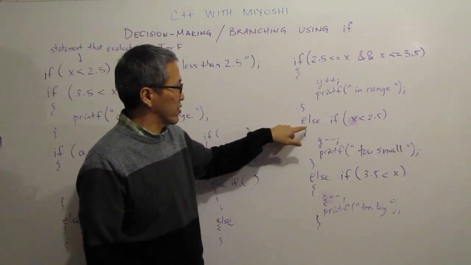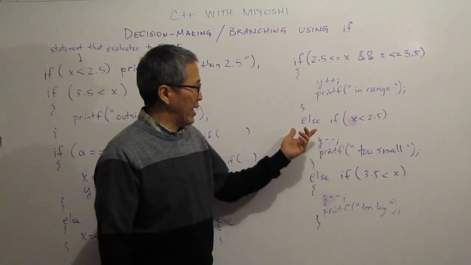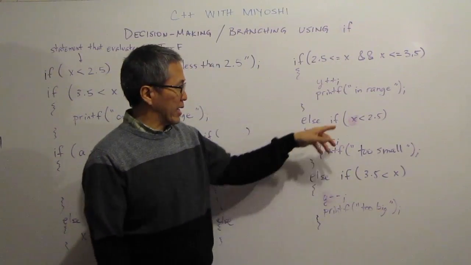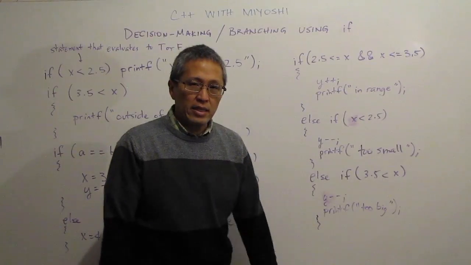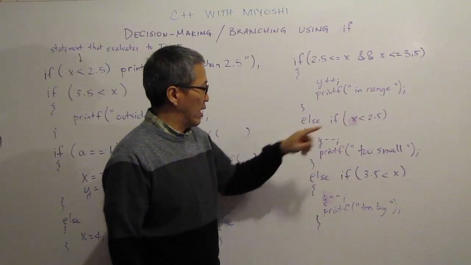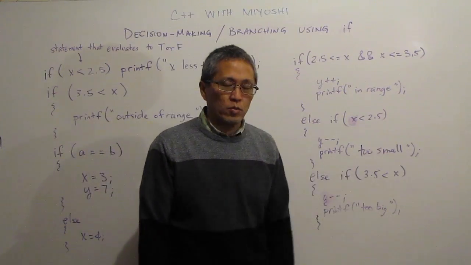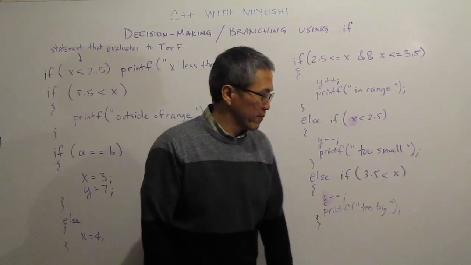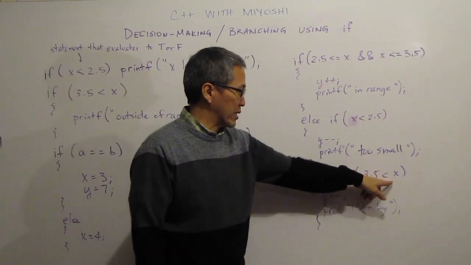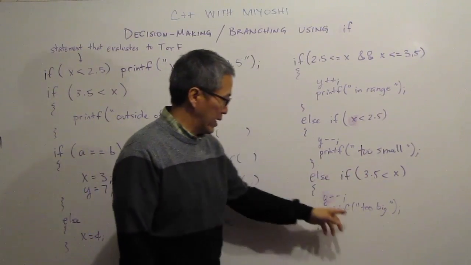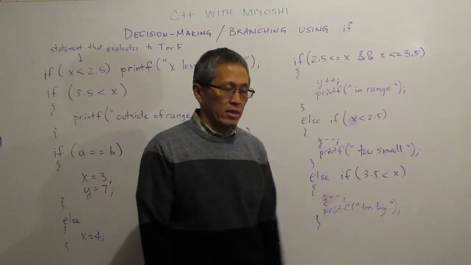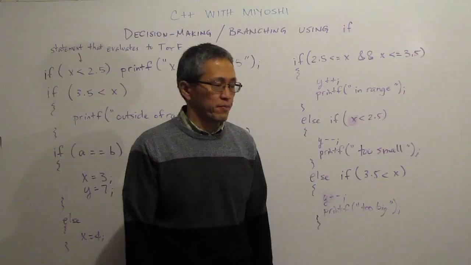Now here I have an else if. An else if is really just like an else, but it's checking to see if x is indeed less than 2.5. If it is, then it's going to do some y minus minus here, and then it's going to say, hey, it's too small, it's littler than it's supposed to be. Otherwise, with another else if, let's check to see if x is greater than 3.5. Again, it'll subtract one from y, and it'll say the value is too big.